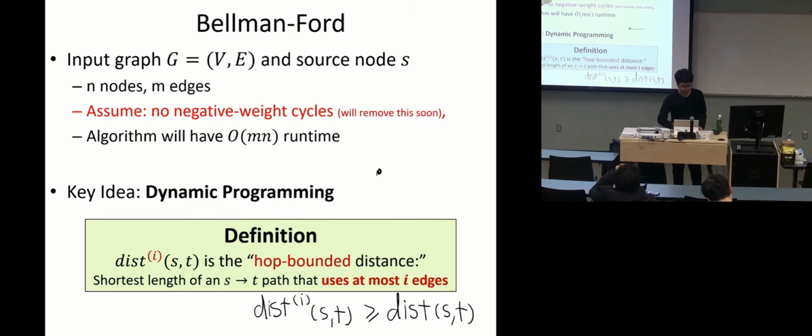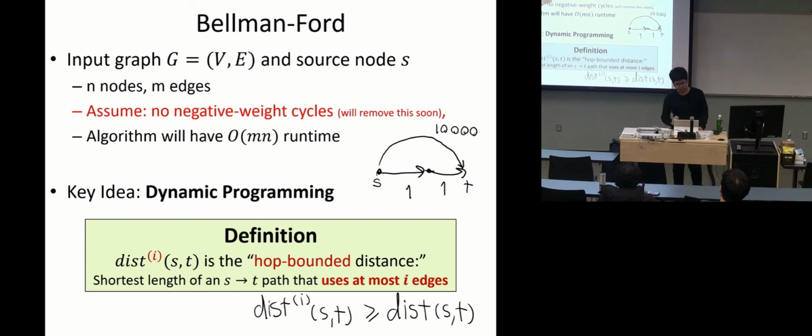For example, if your graph looks like this, this is S and T. Let's say there is this path of length 2. And there is this one hop edge of length 10,000. So you see that the one-hop-bounded distance is going to be 10,000, but the real distance is just 2. So it can be not something that we want, because we want the real distance.